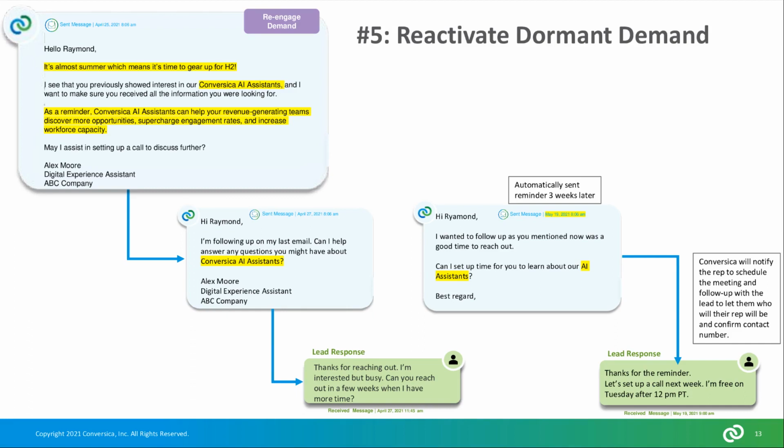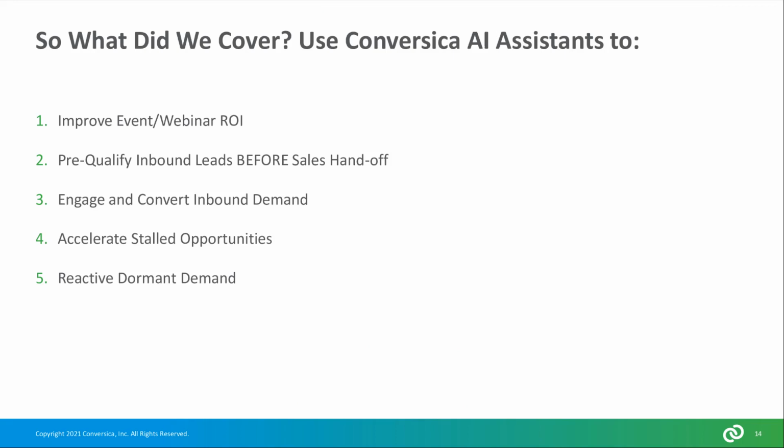And as we said, any time the lead responds back, Conversica will always notify the rep to get that meeting scheduled, and follow up with the lead to let them know that their rep will be contacting them and confirming that phone number. So those are the 5 key use cases that we talked about here. And as I'm going through this, we want to do a poll for you guys. The poll that we want to give you is, as we work through this, which of these use cases resonate best with you as we talked you through it?